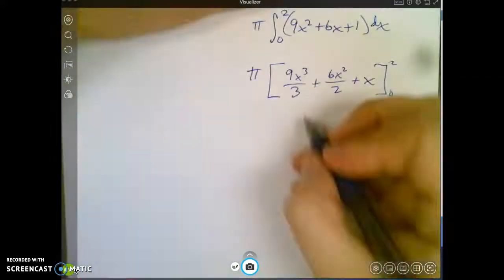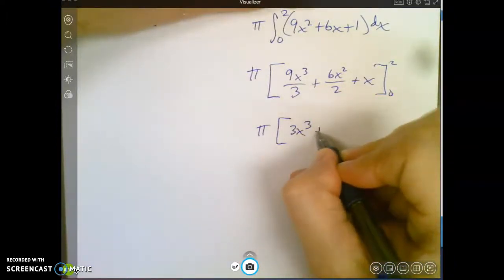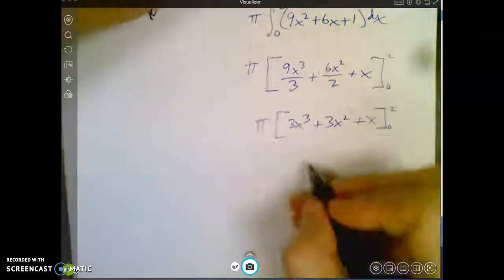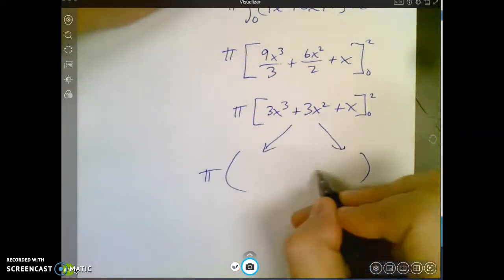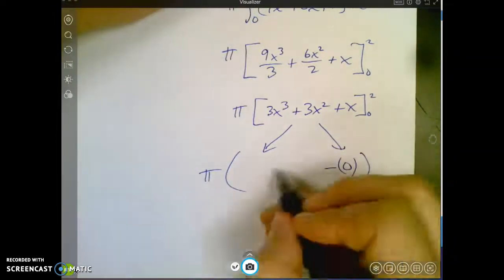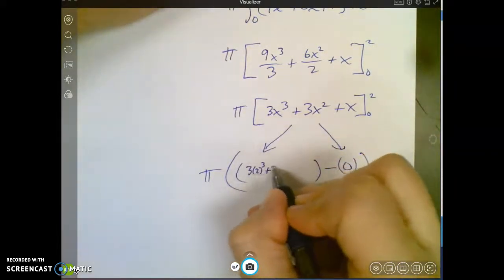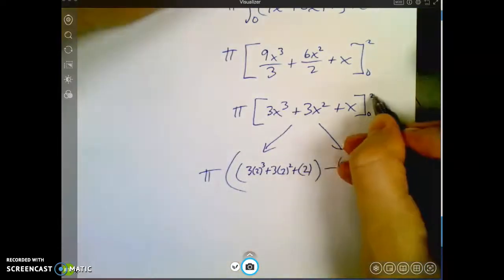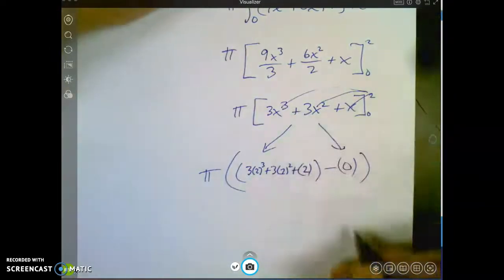Okay, almost there. This simplifies. I want to rewrite this. That's 3x cubed plus 3x squared plus x. Now I'm going to plug in a 2 and a 0. And don't forget your pi. A lot of people forget pi. It's an easy thing to forget. Don't worry, the 0 plug-in part is just 0. The front plug-in part is 3 times 2 cubed plus 3 times 2 squared plus 2. I'm plugging in a 2 everywhere there's an x. Then I plug in a 0 everywhere there's an x. It comes out to 0.